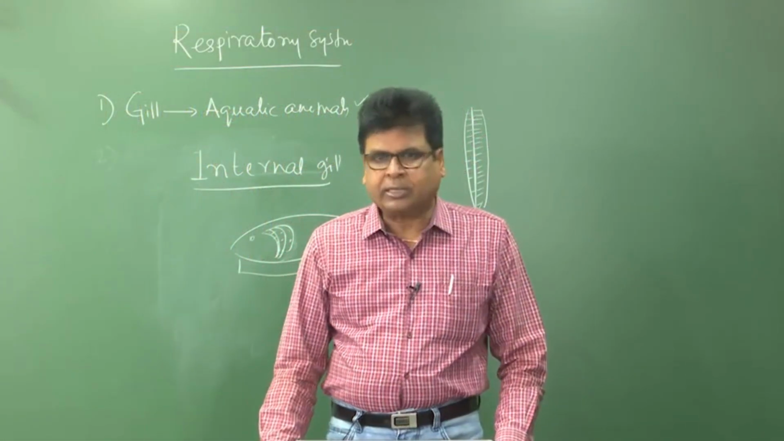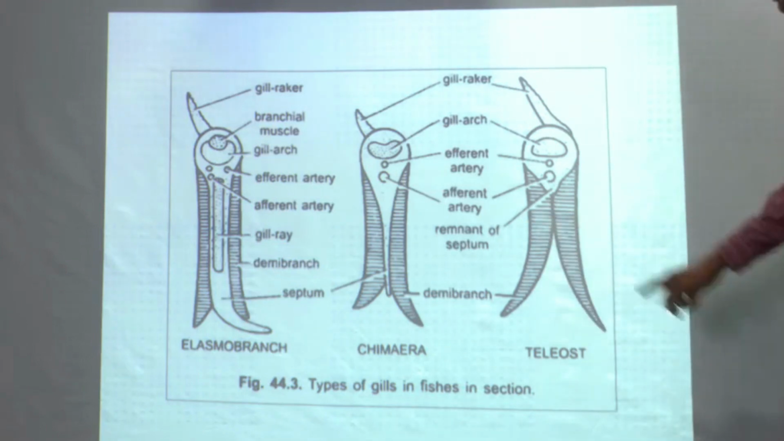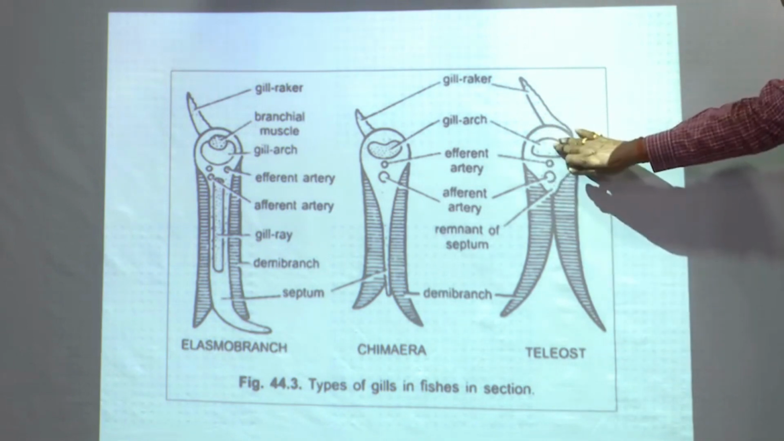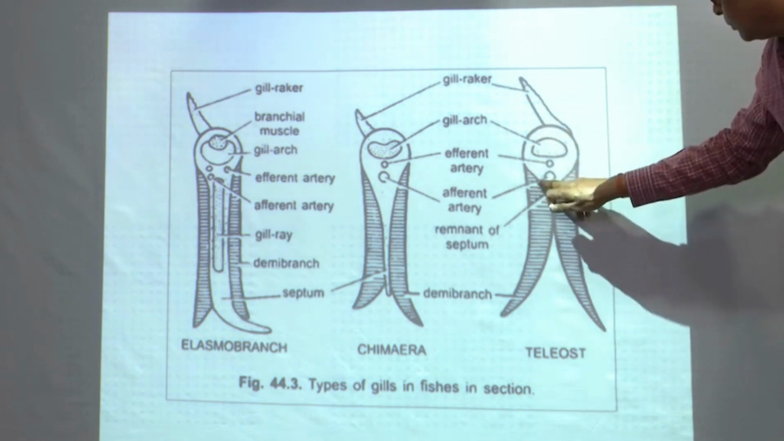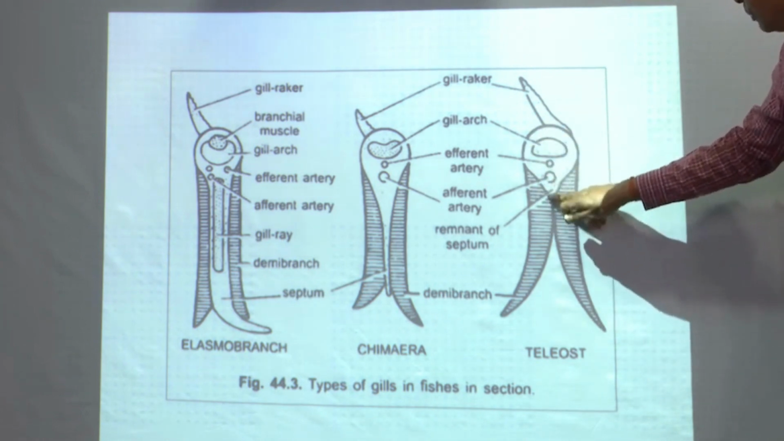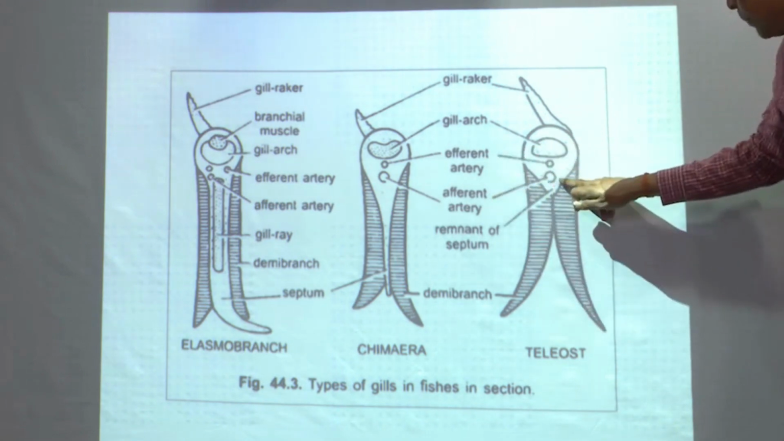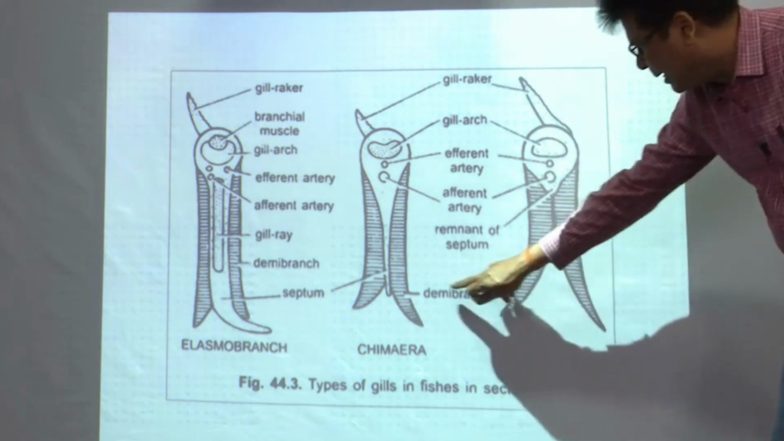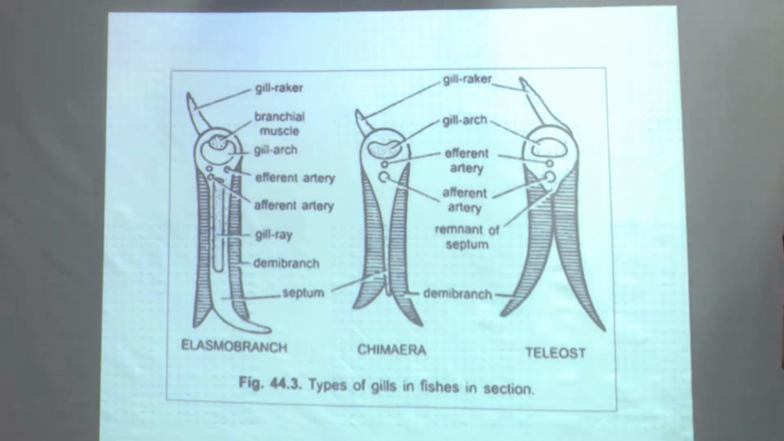Now you see the structure of the gill. For example, this is one teleost. Here this is the gill arch, and this part is known as the gill raker. This is the afferent artery, which is bringing blood to the gill, and this is known as the efferent artery. This is the remnant of the septum. This is a demibranch and this is a demibranch, so this is a complete holobranch. This is the structure of the gill, and the sides are the lamellae.